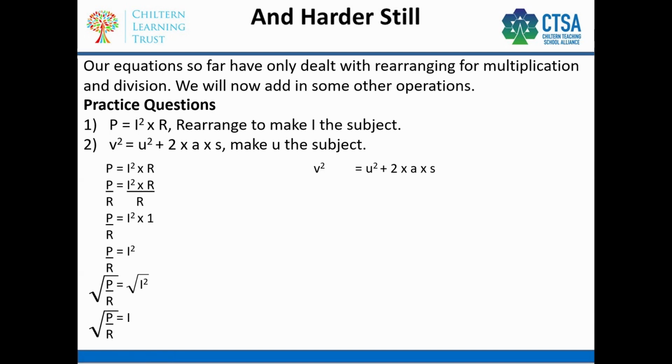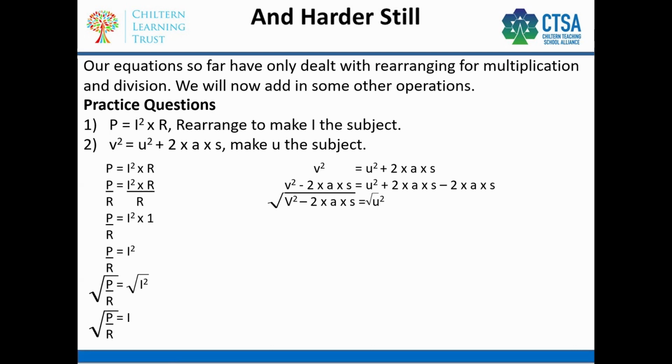To move that 2 times a times s from the right-hand side of the equation to the left-hand side, we just need to minus it. So we take 2 times a times s from both sides, and we end up with this expression, v squared minus 2 times a times s is equal to u squared plus 2 times a times s minus 2 times a times s. 2 times a times s minus 2 times a times s is equal to 0, so that simplifies to v squared minus 2 times a times s equals u squared.